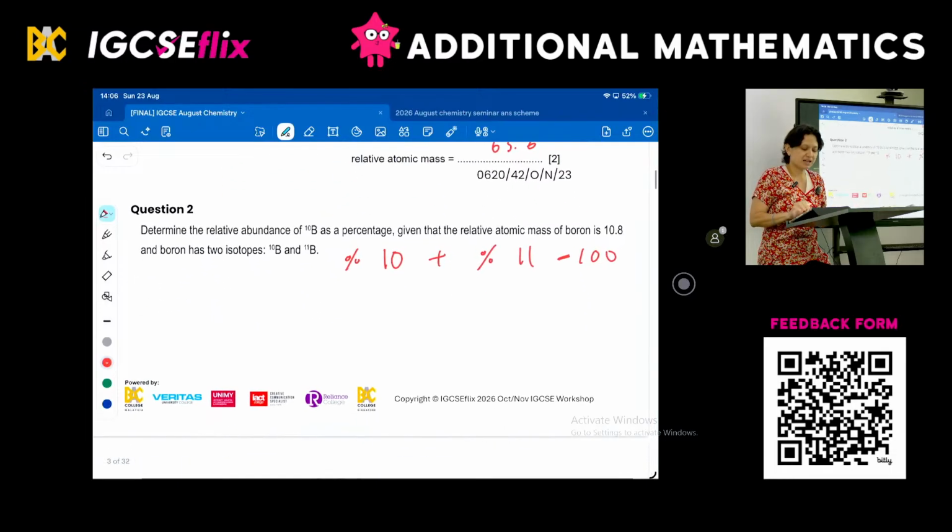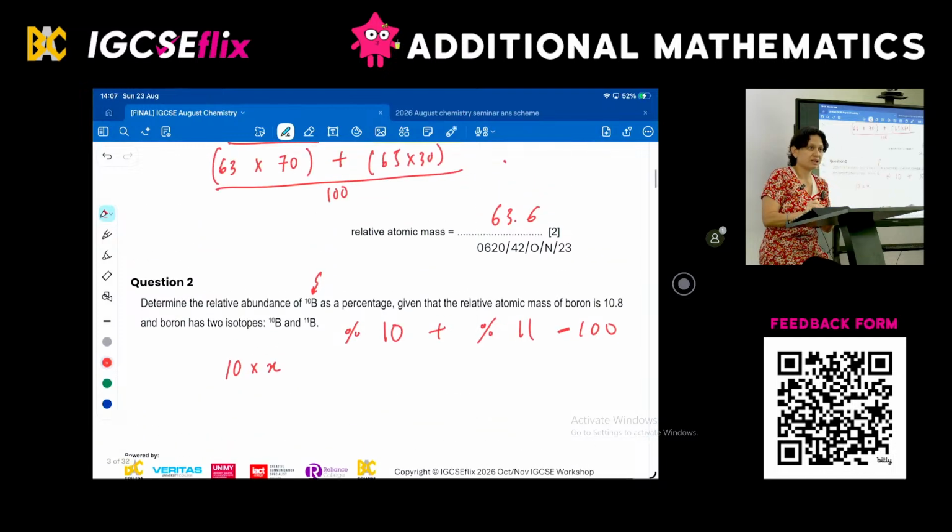So let's say we don't know the percentage of boron 10. So for boron 10, the percentage is X. So we take 10 multiply X. We don't know what the percentage is, same as this one where we know the percentage, 70%. This one we don't know. We add together with, now, here's the tricky part. If X is the percentage of 10, what is the percentage of 11? 90, of course.